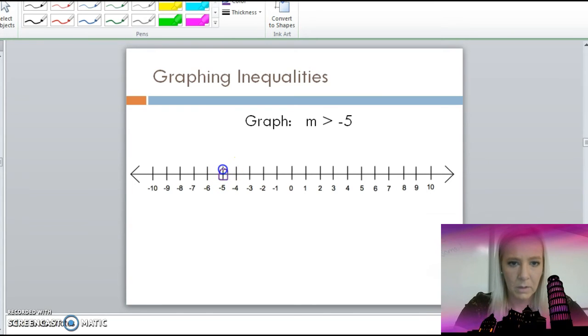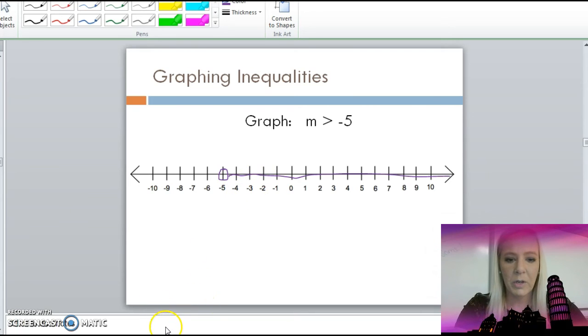Alright, so I'm going to have an open dot at negative 5 because M can't include negative 5, but it's greater than negative 5. So that includes all of the numbers, even in between each whole number. So this could be negative 4.5, negative 4, 1.5. Every single number is included on the number line, even the ones in between each whole number.